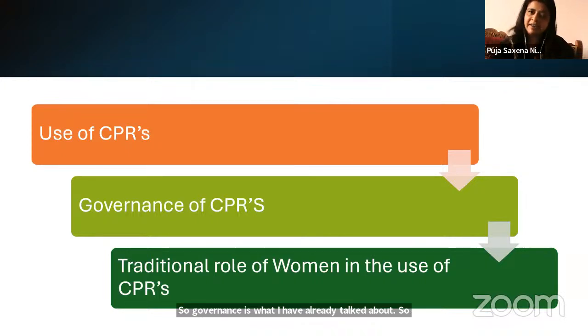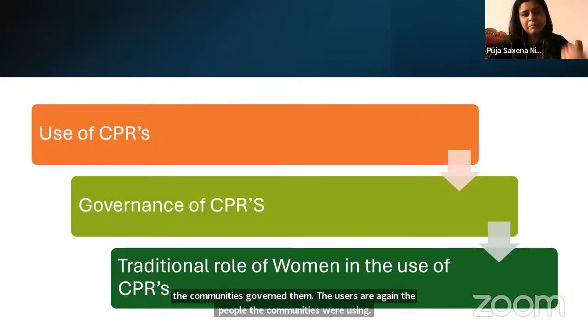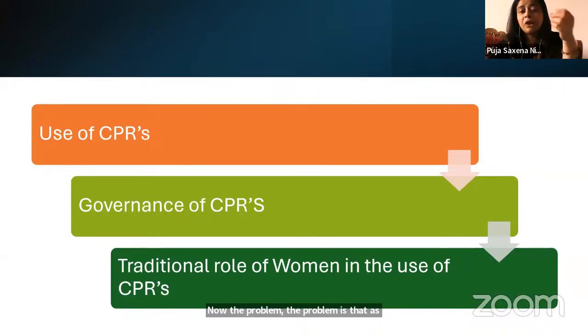The users are, again, the people, the communities who are using. Now, the problem is that, as I said, these are based in rural areas, and because of urbanization, since my topic talks about urbanization, these resources which are traditionally in the rural sector are depleting. So grazing lands, farms, forests, these are all depleting.